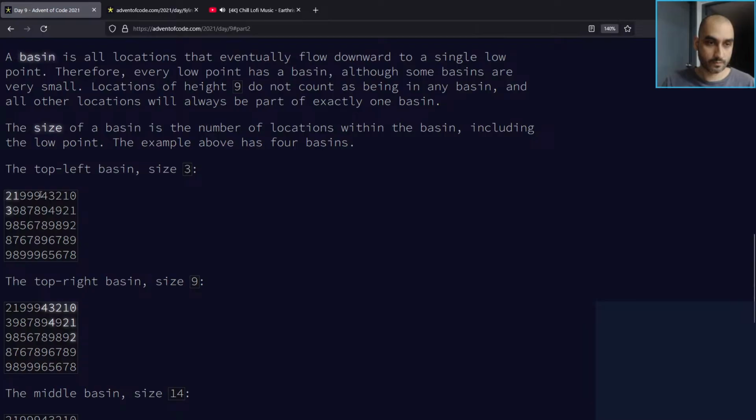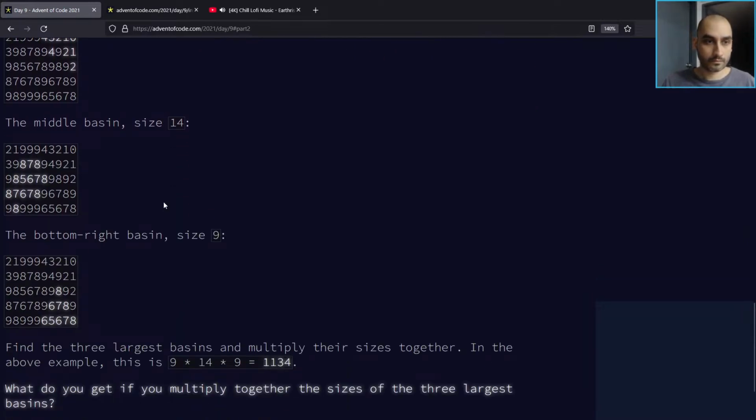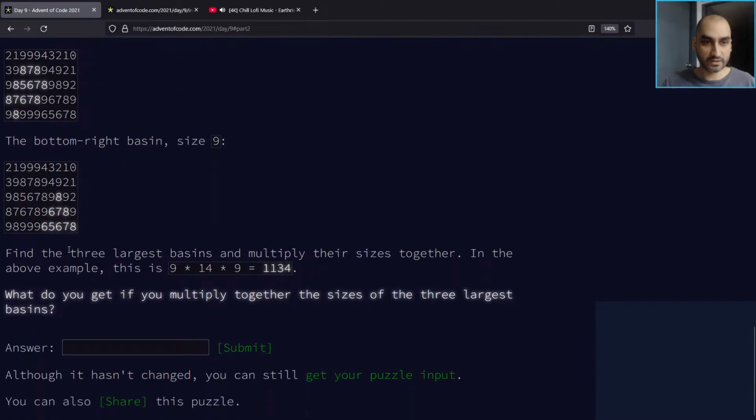We still need to use flood fill. Even with that knowledge, we still need to use flood fill because we don't know. Just by looking at the border, we can't identify easily how many regions there are. We need to work out how they connect up and everything. All right. Find the 3 largest basins and multiply their sizes together. Okay. So we just want a list. We want a list of all the basins, and then we can work that out.